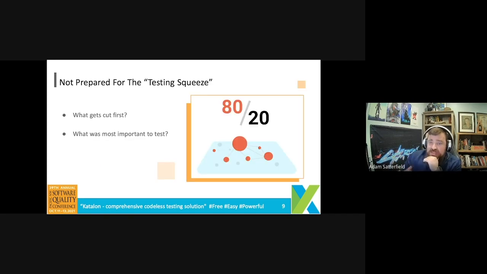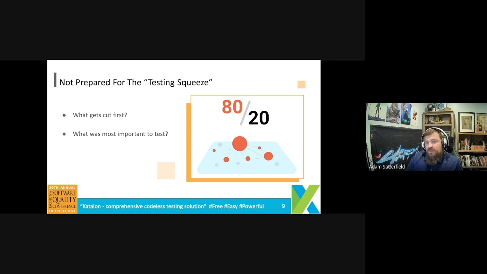Which really takes us down to one of the biggest things that we always see. Of course, none of us have ever seen this testing squeeze. It never happens at the end of a sprint or a waterfall. Agile promised us that it was going to remove the testing squeeze. I don't know about y'all, I have yet to see that. So when it gets down to this testing squeeze, what do you cut first? Which test automation do you cut first? Which scripts do you cut first? What was the most important to test? What was tied to the business value?